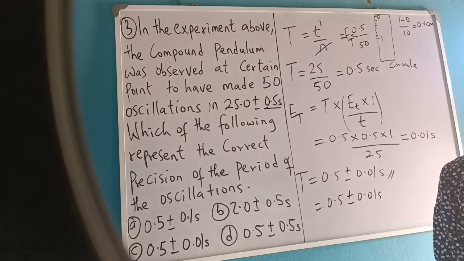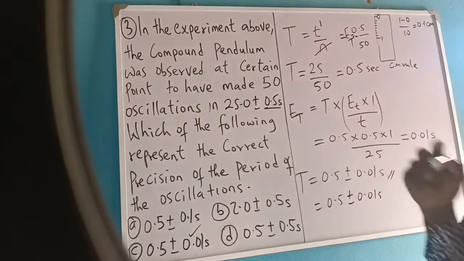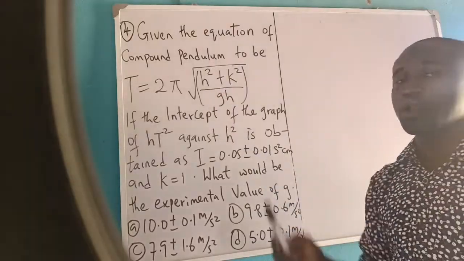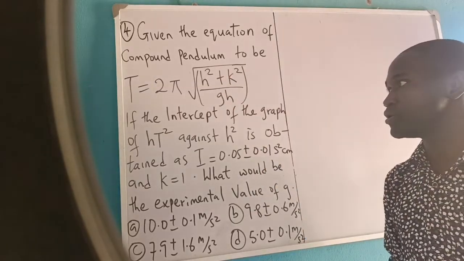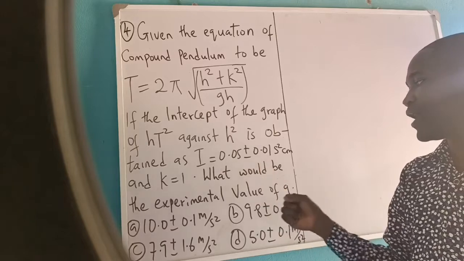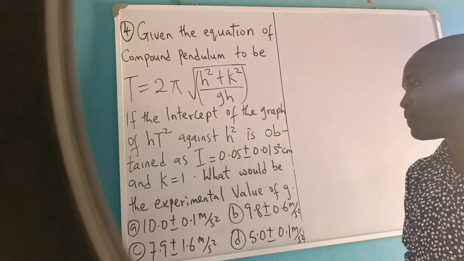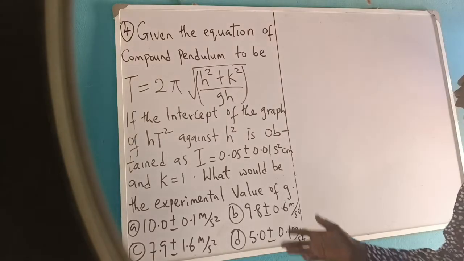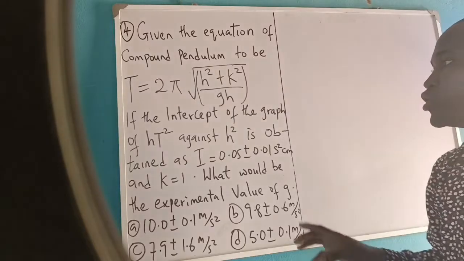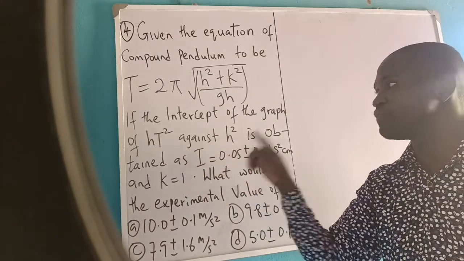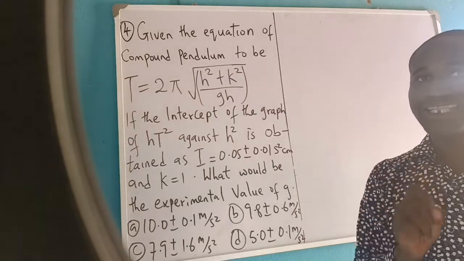Let's go to question number 4 so that we sort it out. So the answer we pick is this. Now to solve question number 4, we are given the compound pendulum equation, and we are asked to find the value of G, as you can see on the board. For you to find the value of G, you need to transform this equation to give you what they gave you here, such that you'll be able to know what next to do.